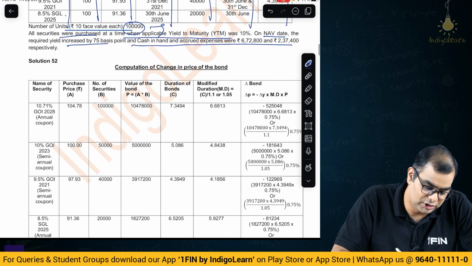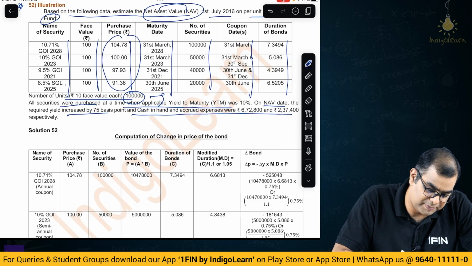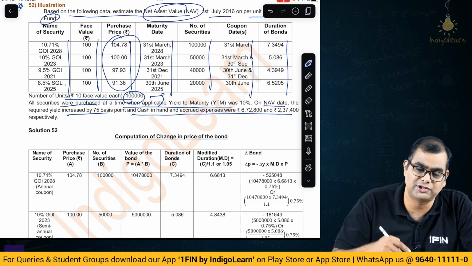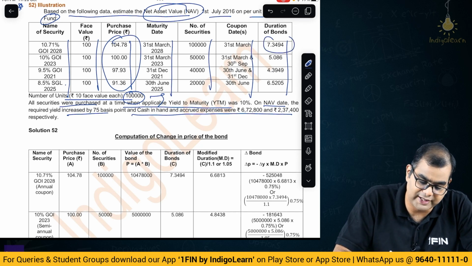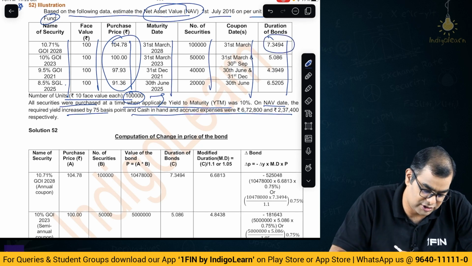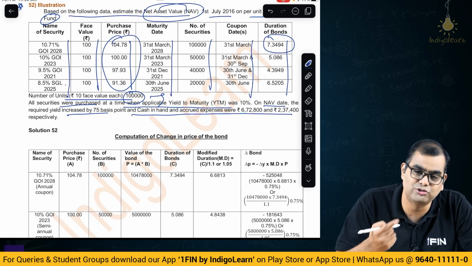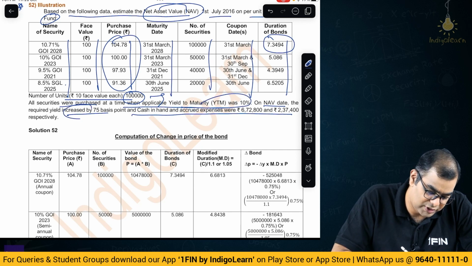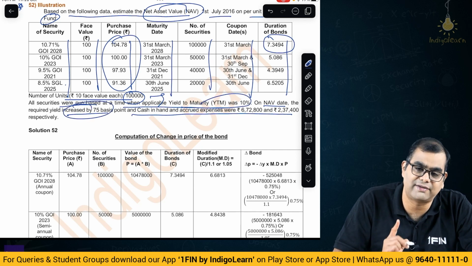Now, there is a purchase price, and you have to compute the change in the price. How would you compute change in the price? Either you have to reprice, or you already have the duration, and there is only one change in interest rate. So, you can use duration to compute the change in price. They were all purchased when YTM was 10%. Now, the increase in rate is 75 basis points.